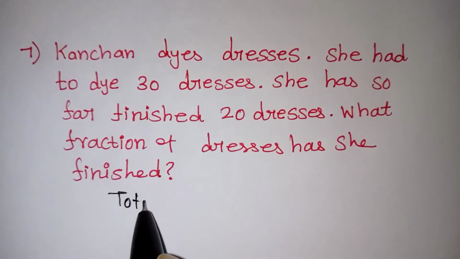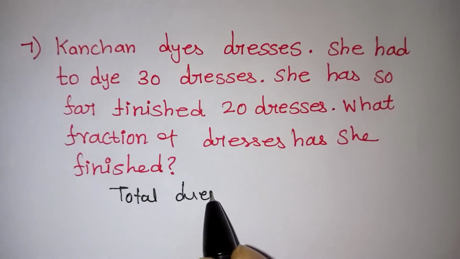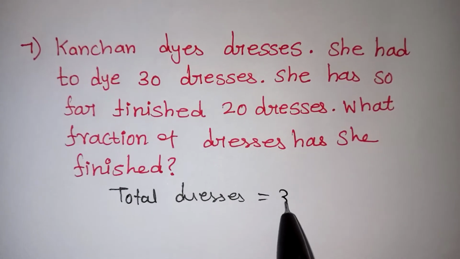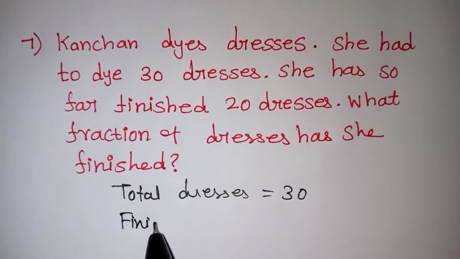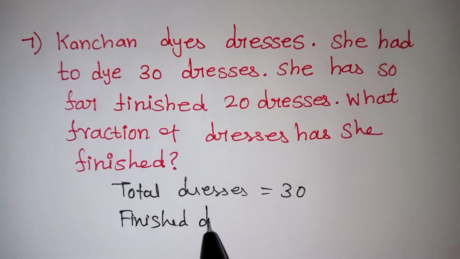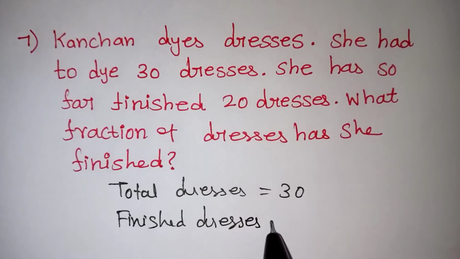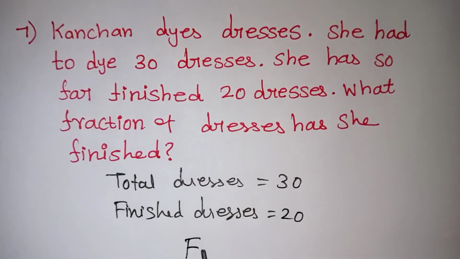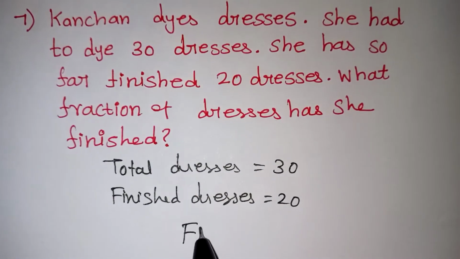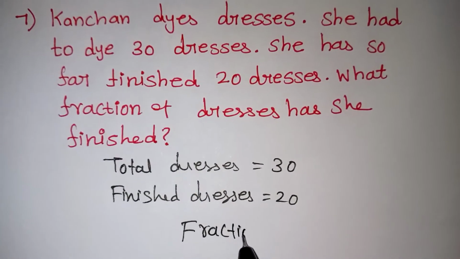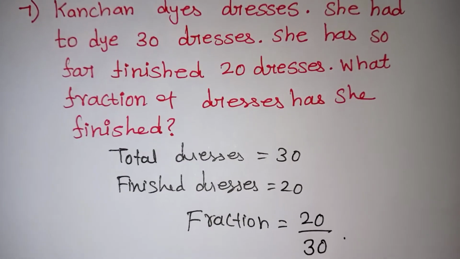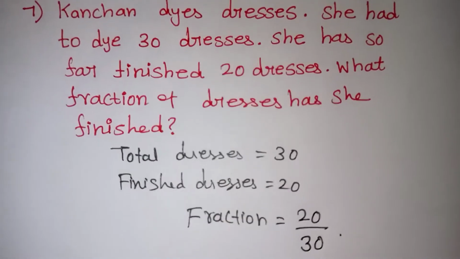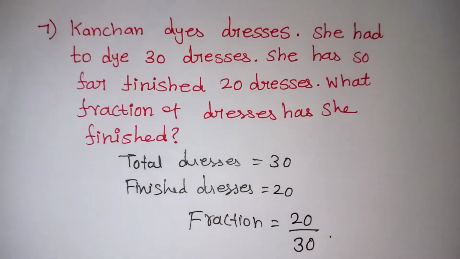So first the total dresses she has is 30. The finished work is the finished dresses, given as 20. So what is the fraction for the finished dresses they are asking? So the fraction is 20 dresses completed out of 30 dresses. That is your answer. Very simple. We'll move on to the next problem now.